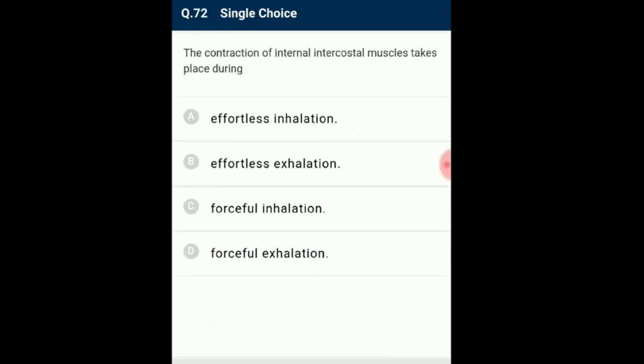Question number 72. The contraction of internal intercostal muscle takes place during. The muscles of respiration are attached to the rib cage. There are principal and accessory muscles which work to expand and contract the rib cage in order to inhale and exhale. Generally, the process of inspiration is active and expiration is passive in nature. The contraction of internal intercostal muscle pushes the rib cage downwards and inwards. This decreases the intrapulmonary volume, increasing the intrapulmonary pressure. This leads to the removal of air from the lungs, which is called expiration. Normal, that is effortless, expiration is brought about by relaxing of external intercostal muscles and diaphragm. So the answer is option D, forceful exhalation.